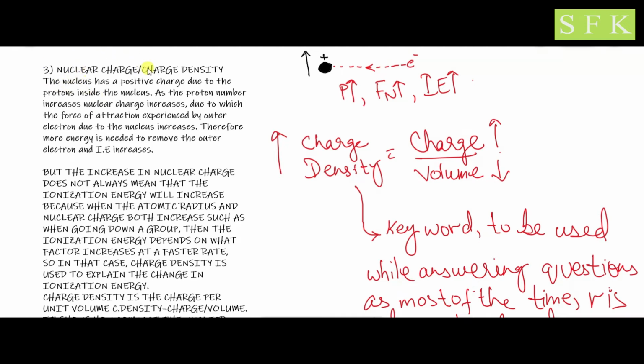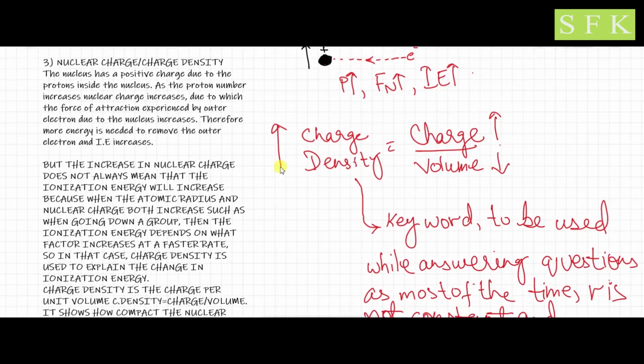Now, as we know, the nucleus is positively charged, and it's positively charged due to the protons inside the nucleus. If we increase the number of protons inside the nucleus, the nuclear charge, which is this positive charge, will also increase. If the nuclear charge increases, this attractive force experienced by the outermost electron will also increase, and as the attractive force increases, more energy will be needed to overcome the attractive force and remove this outermost electron, and hence the ionization energy will increase. So increase in nuclear charge increases the ionization energy.